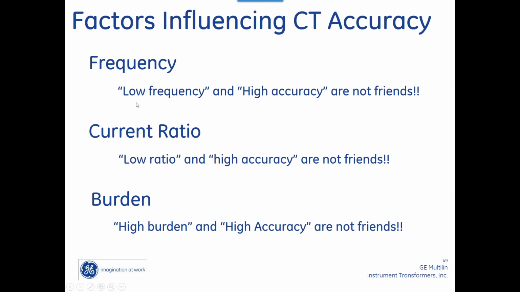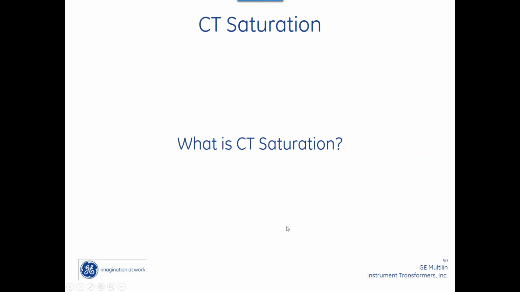Other factors that affect it: frequency. Low frequency, high accuracy are not friends. One of my takeaways is you can't use 60 hertz CTs on 50 hertz applications. You can use a lot of 50 hertz CTs on 60 hertz applications because it's going higher in frequency. Low current ratios, high accuracies don't work well either. You'll see when we look at CTs, the voltage they produce and everything on low CTs is much worse. And high burden, high accuracy are not friends. The higher that burden goes, the worse it gets.